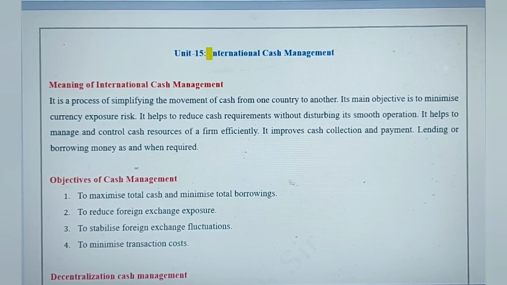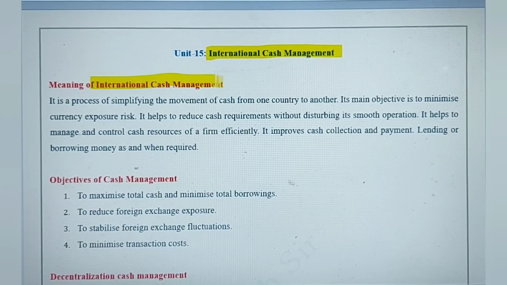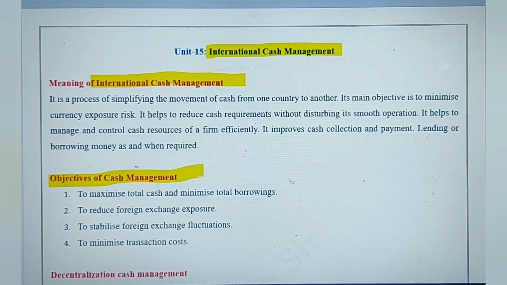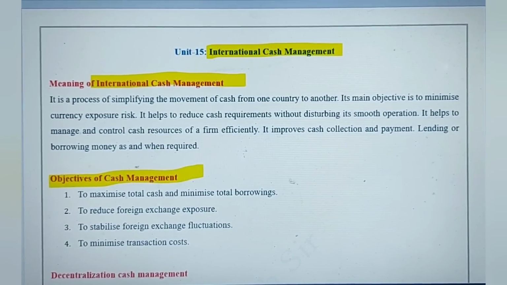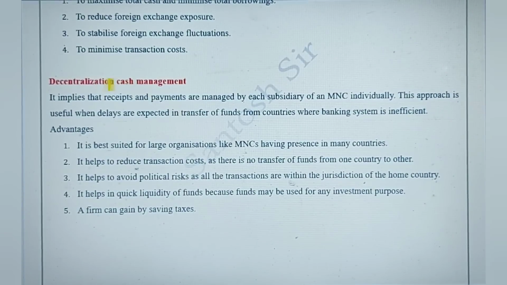Okay, then the next one, international cash management. Here you should study what cash management is and its main objectives. I think in June we had that there are two types of cash management, centralized and decentralized. So centralized cash management came in the June exams, so you can revise decentralized cash management for this December exam. What is it, its main advantages, and like that.